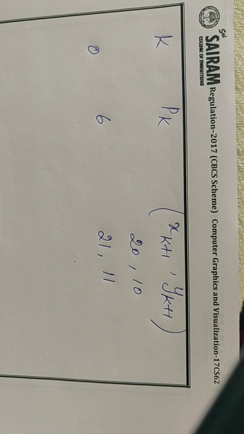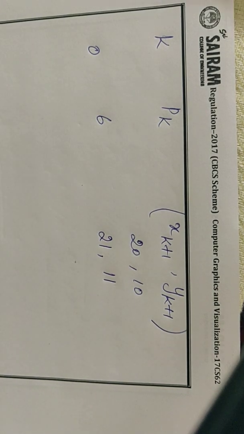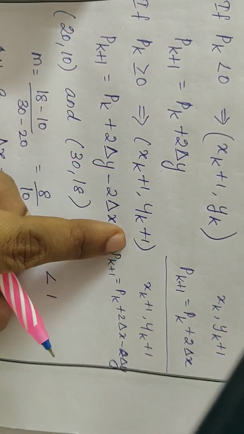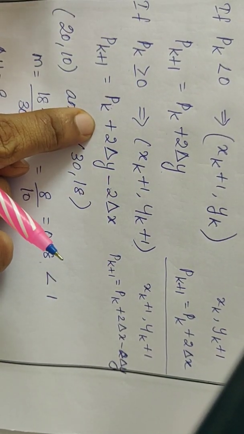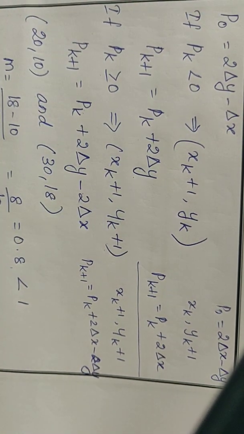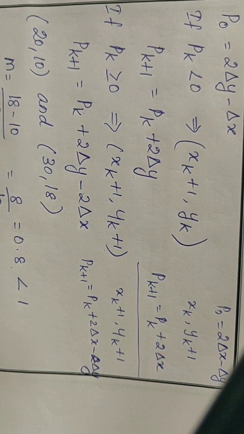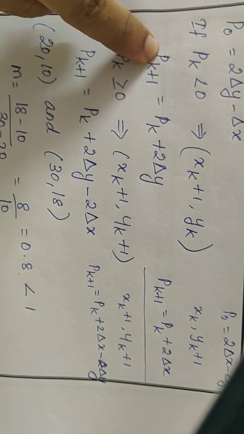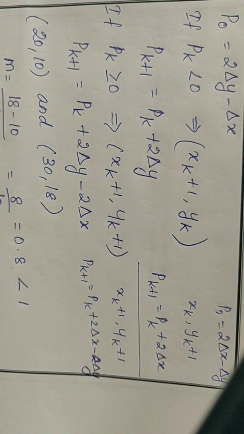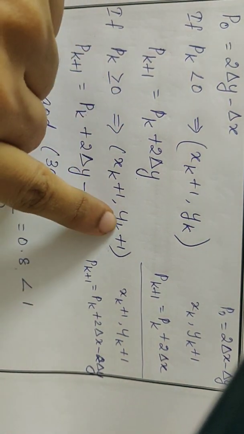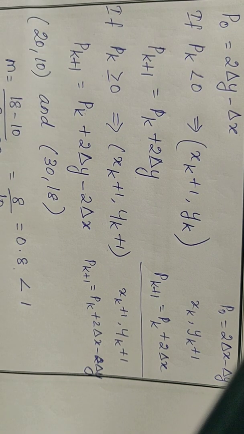Now I have to find out the next decision parameter. Now this is my formula sheet. I have incremented both. How to find the next decision parameter? You can check here. In this set of formulas, I have two pk plus 1 equations. When my pk is less than 0, I have to use this pk plus 1 to find out the next decision parameter. When pk value is greater than 0, use this pk plus 1 to find the next decision parameter. You should be very careful in this.